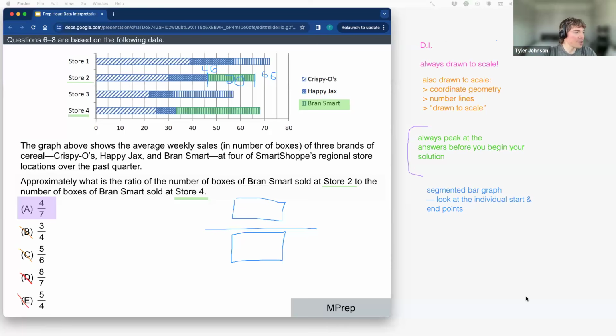Let's check out another problem on this same chart. Here you go.